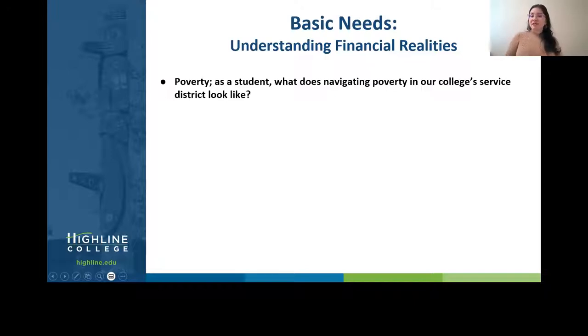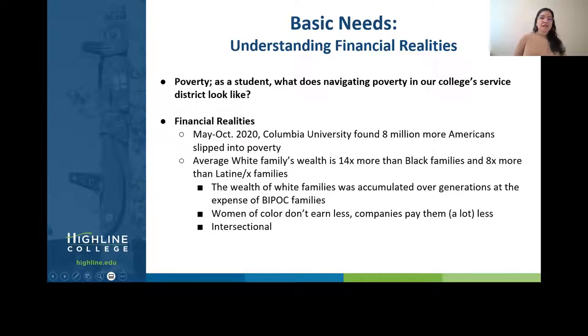So let's talk a little bit about some of the financial realities that are happening today. These are some facts here that happened in the last year. We know what the financial realities were up through 2019, but there have been some major changes, obviously, in 2020. Columbia University found 8 million more Americans are now in poverty than the previous year. And of course, we've got major equity issues as it relates to things such as the wealth gap, and also the way that the wealth gap is impacted intersectionally.